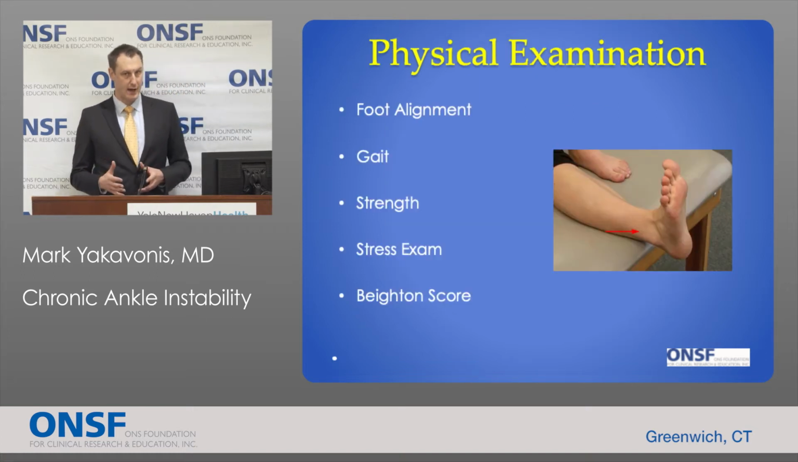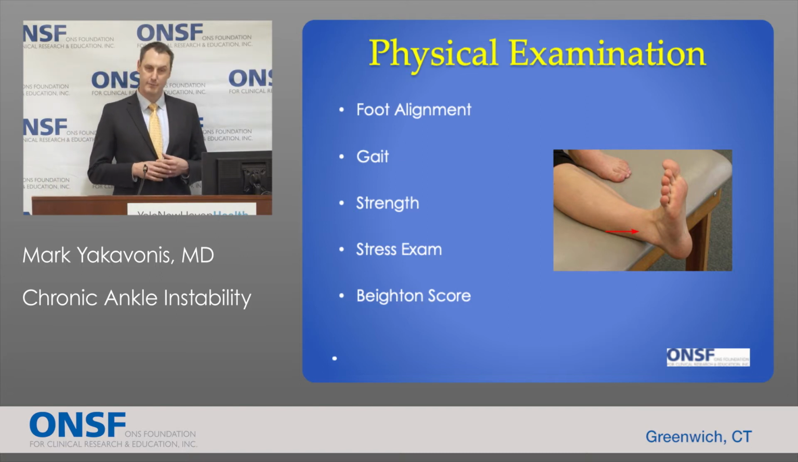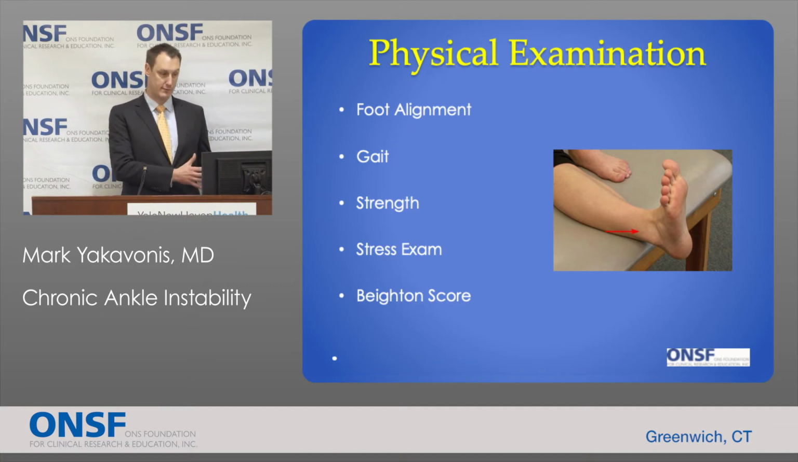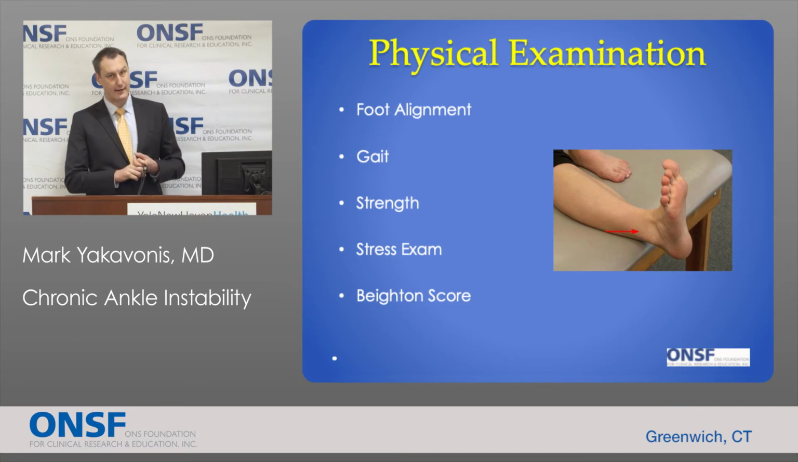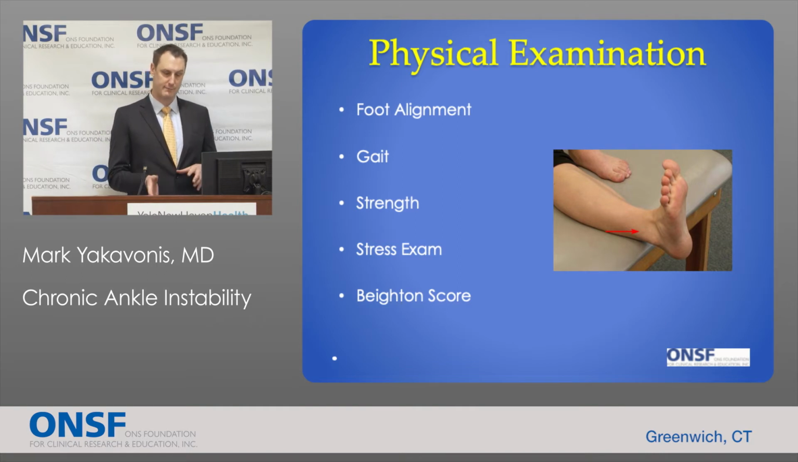When I see a patient in the office who has a feeling of their ankle giving out or has some instability, the first thing I look at is their foot alignment, because as I mentioned, you can have a high arched foot, which can increase your odds of having ankle instability. I also look at their gait, and I make sure that they have good ankle eversion strength, so their peroneal muscles are strong enough to prevent them from chronically inverting.